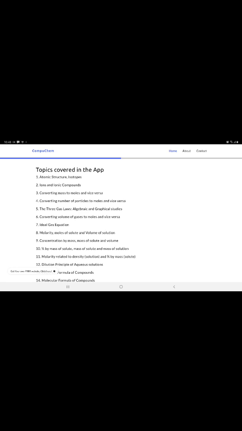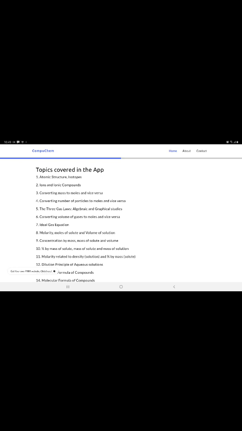Atomic structure, isotopes, ions and ionic compounds, conversion of mass to mole, conversion of number of particles to mole, the three gas laws treated algebraically and graphically. The graphical study is an experimental study where data is collected from real experiments and entered inside the app in order to get the best fit line and the best fit line equation. The app will take into consideration experimental errors that are normal to take place in any experiment.